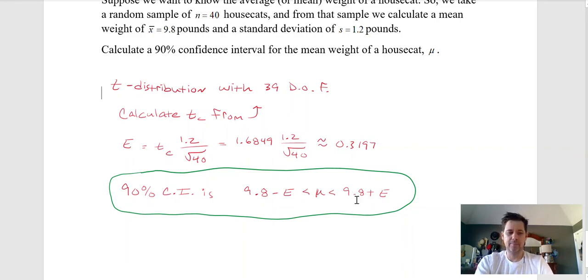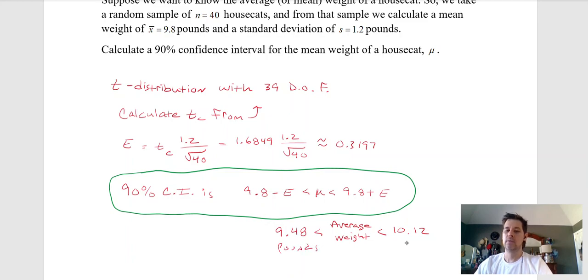So I'll take 9.8 and do what I just told you, minus 0.3197. I'll get the low end for my estimate to be 9.48 pounds. I'm going to put average weight like this. And then on the high end of my estimate, that'll be 9.8 plus 0.3197. That's going to be 10.12 with some rounding. And this is pounds, and this is pounds.